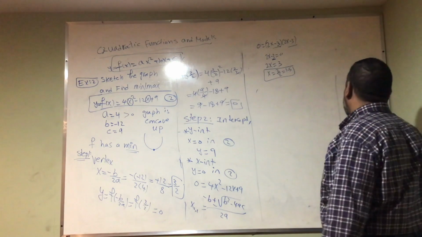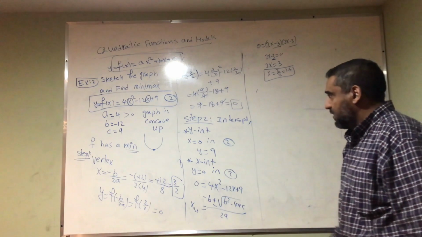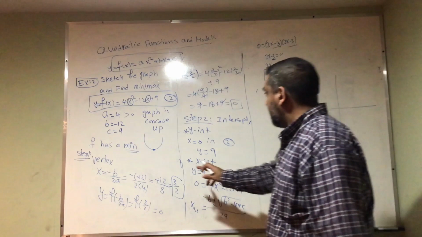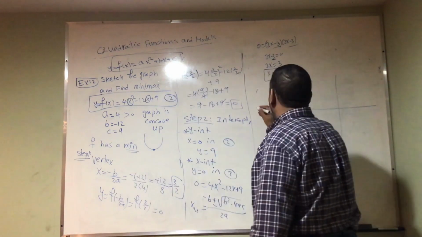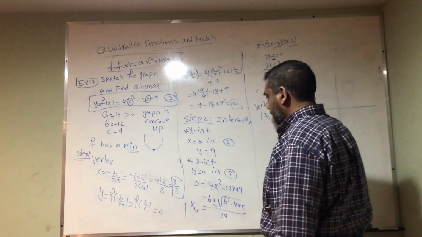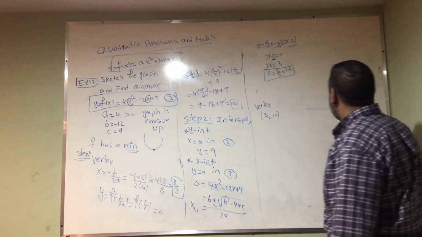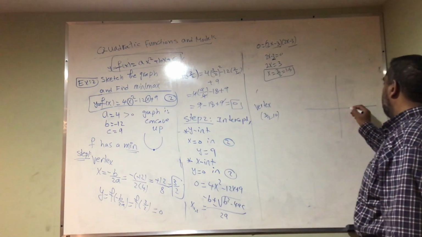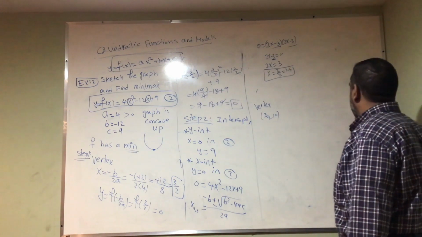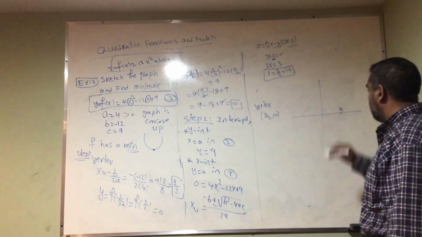Now, if I try to sketch this graph, I have to locate first the vertex. What is the vertex coordinate here? What is your x for the vertex? 3 over 2. What is your y? 0. So I have to locate that: x equals 3 over 2. Maybe I have to move a little bit here, so that 3 over 2 is here, like this.